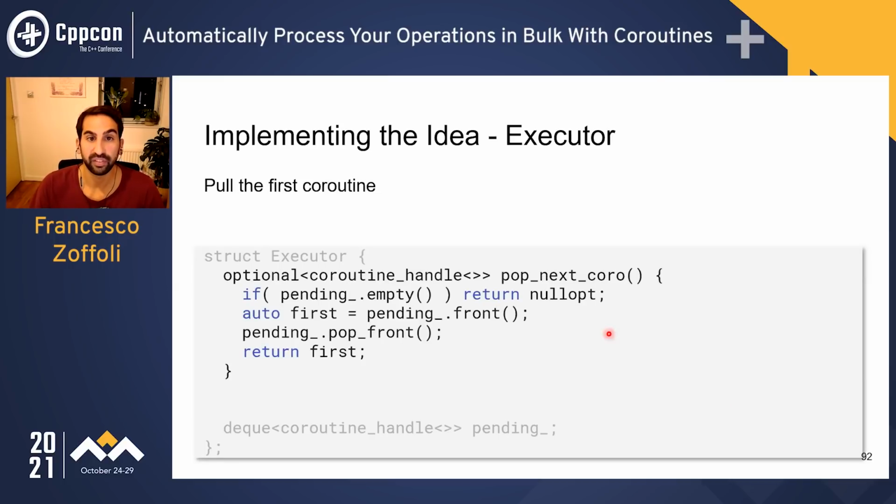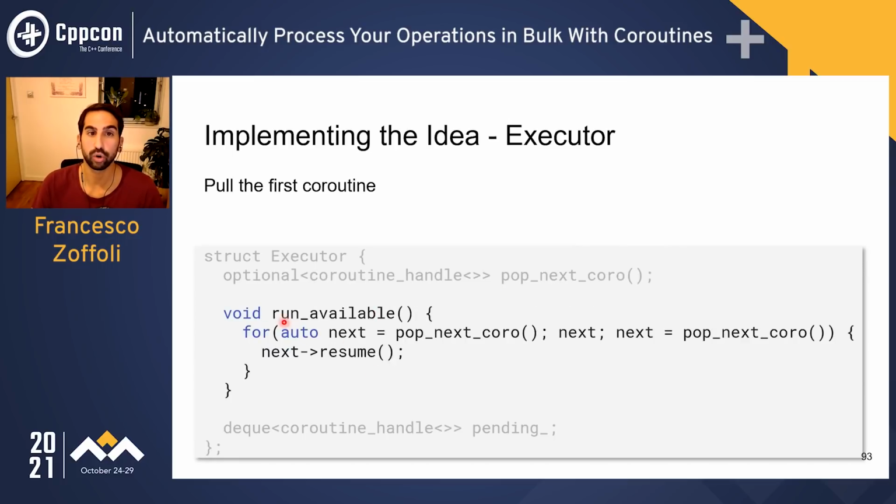First, we are going to implement a function, pop next coro. This returns an optional of the coroutine handle. And basically, if the pending coroutines are empty, so there's no pending coroutine, we are going to return an empty optional. But if there's anything in the deque, then we are going to extract its first item and return it inside the optional.